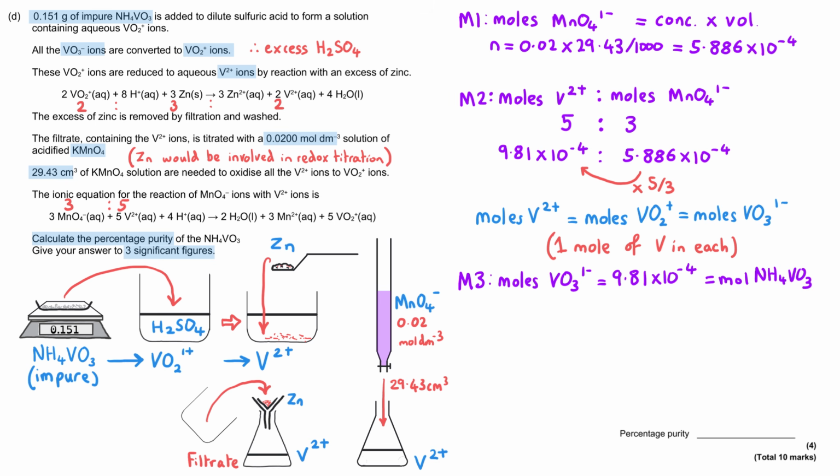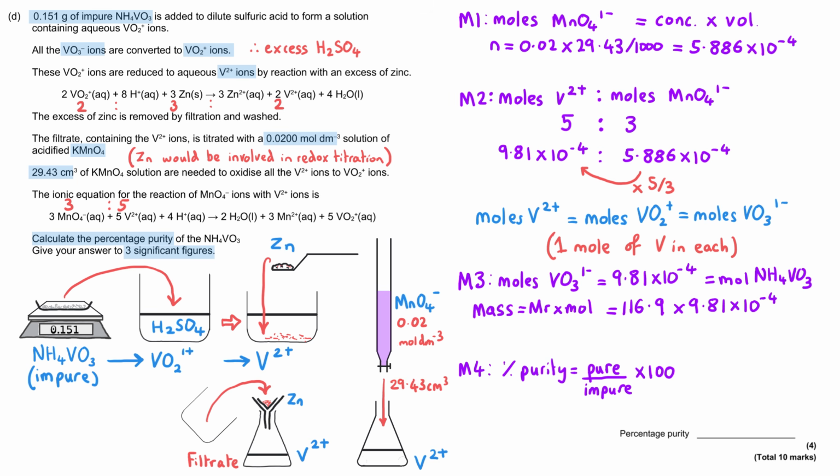And so ultimately, to calculate the percentage purity, we're going to need to do the pure divided by the impure multiplied by 100. I'm going to use mass values, so I need to find out the mass of the ammonium vanadate. And so to do this, we do MR multiplied by moles, and the MR is 116.9, and so we multiply that by our moles, and we get a value of 0.11468 grams as our pure mass of the ammonium vanadate.